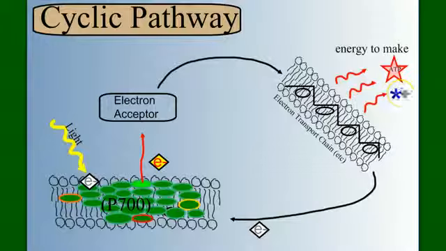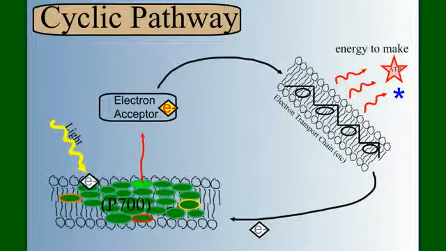Now notice I placed an asterisk here because this is a topic we're going to come back to later. We say that the electron goes down the ETC and energy is given off to make ATP, and that's kind of true, but there's a lot more detail, and that'll get its own video on photophosphorylation in terms of the process by which this ATP is made.